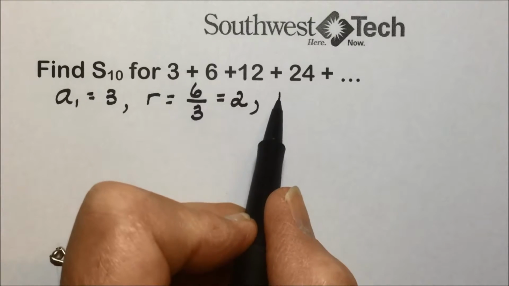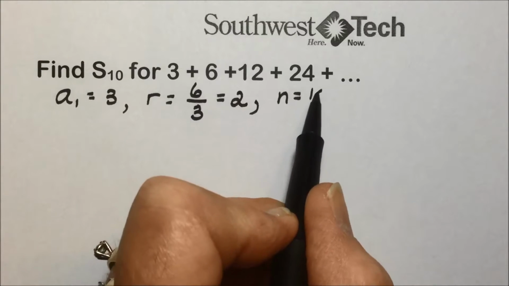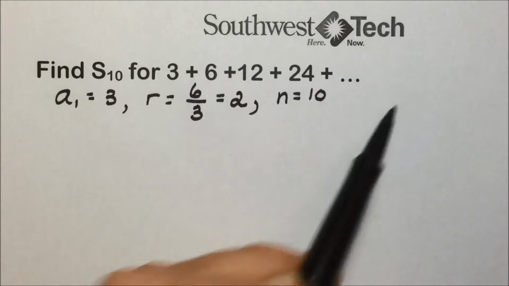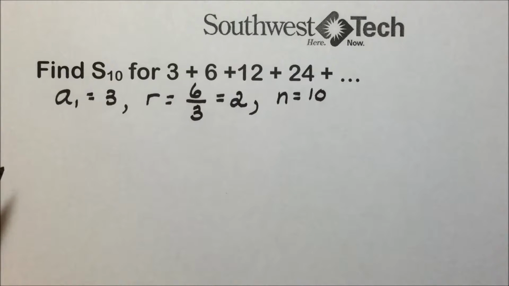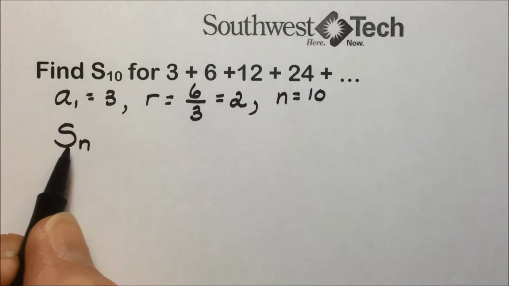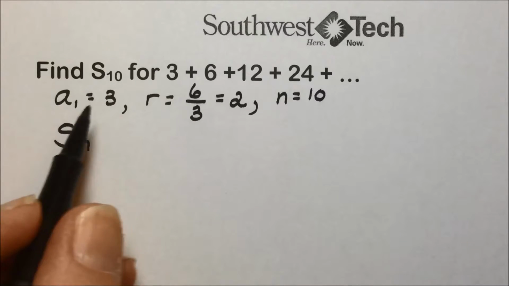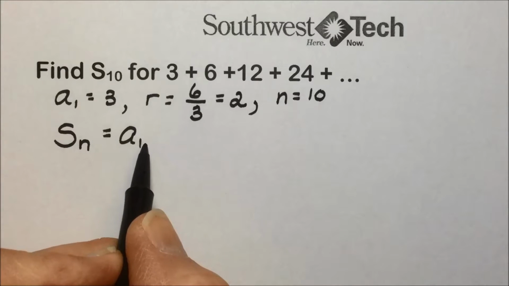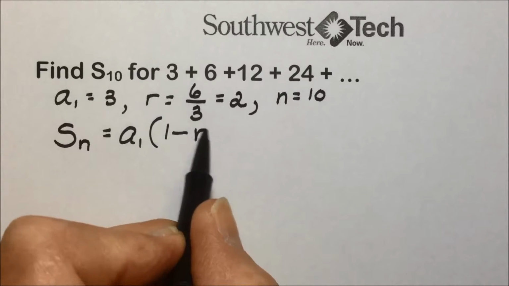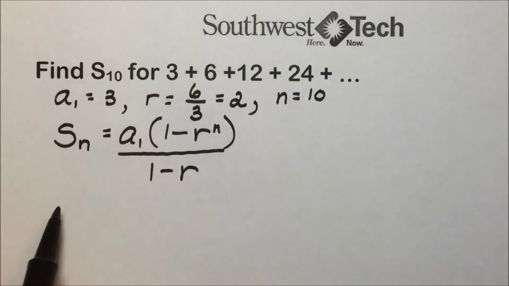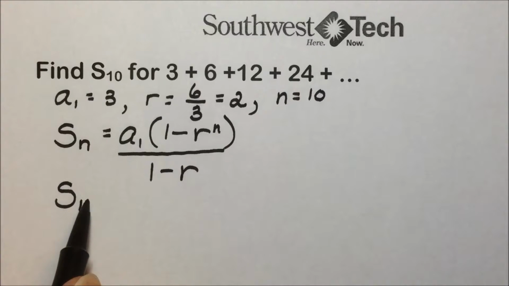And we need to know what the nth term is, and they're asking us for the sum of the first 10. We have the first 4. We could generate the 10 terms and then add them up. Rather than doing that, though, let's use that formula for the sum of a geometric sequence, which was previously identified as a sub 1, the first term, times 1 minus the common ratio to the nth power, divided by 1 minus r.